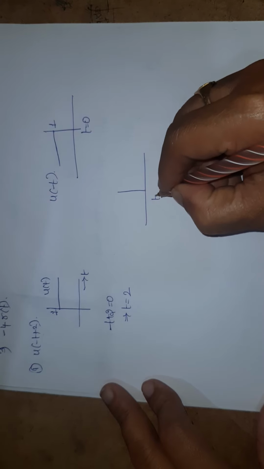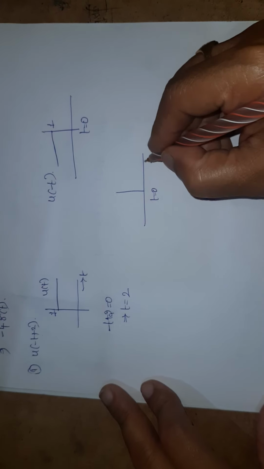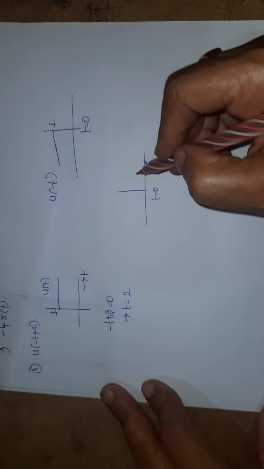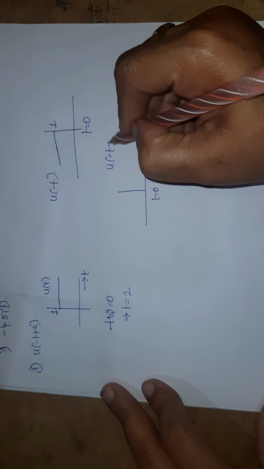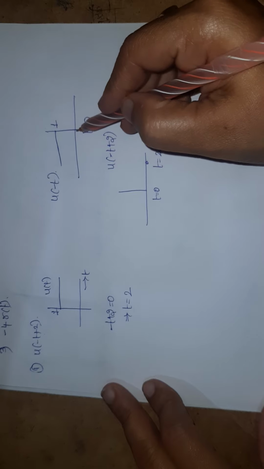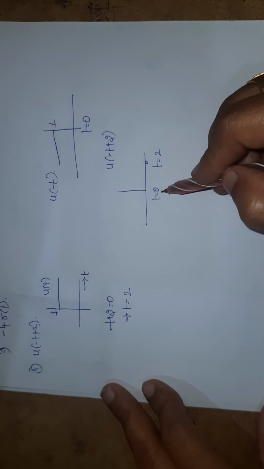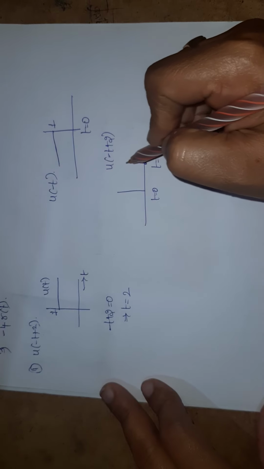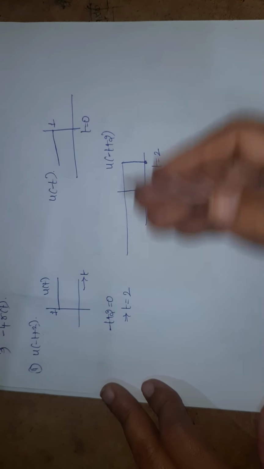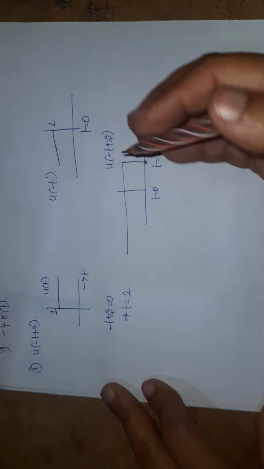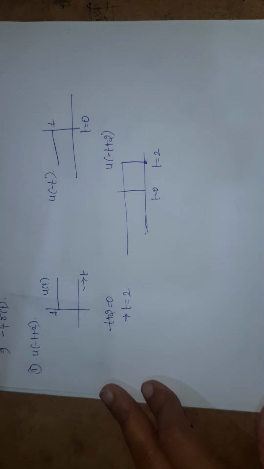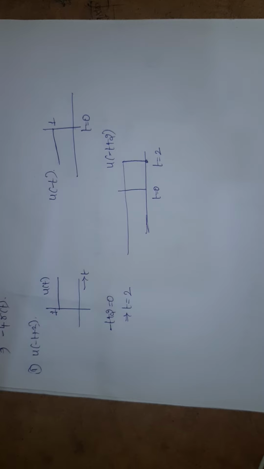So here t is equal to plus 2. This is t equal to 0 and this is t equal to 2, and the signal is u of minus t plus 2. For this I have shifted 2 units of time towards the right side. So the signal extends towards the left side only, u of minus t plus 2. So this is the first problem.